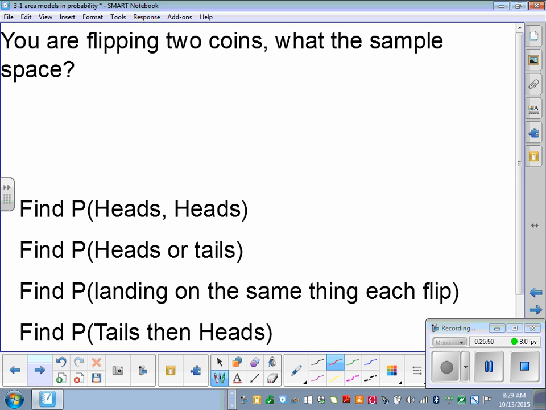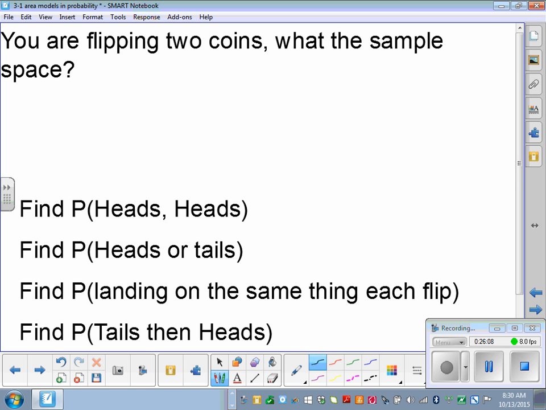So it says, you are flipping 2 coins. What is the sample space? So this one's a little less detailed, right? Everybody, it's a little less detailed. It didn't give us the probabilities. We just have to think about it. Okay, so you are flipping 2 coins. What is the sample space?